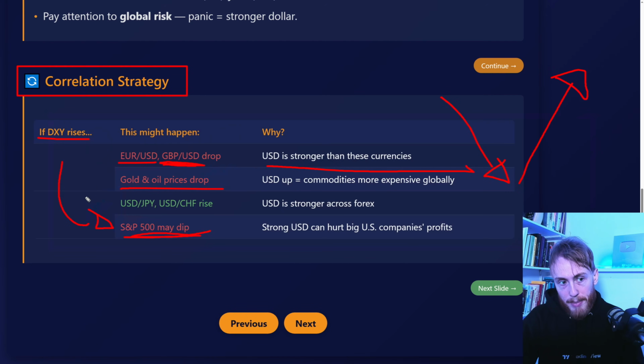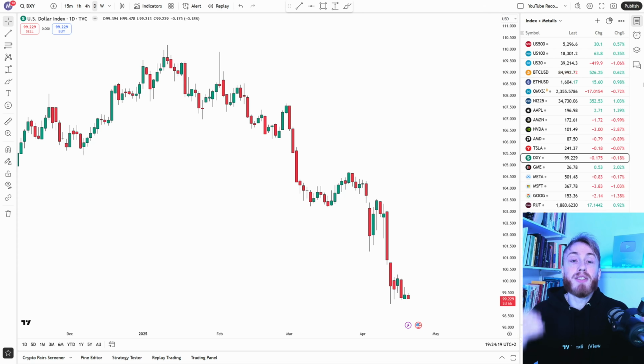But what tends to happen if DXY rises is that the S&P 500 tends to dip. But this has not been true recently, and that is very important. But right, so now I do want to jump into TradingView, and let's take a look at how to find the DXY in TradingView, and also some different kinds of trends to pay attention to.